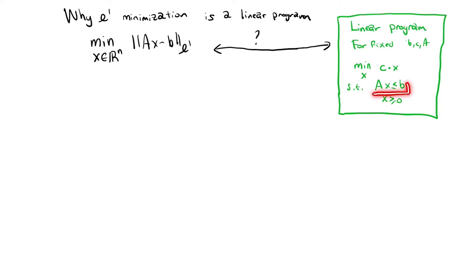The first constraint is that Ax is less than or equal to b for some matrix A, some vector b, and that I have non-negative coefficients in x. So the question is, if I take L1 minimization of Ax minus b over x in R^n, and here A can be in R^(m by n) and b is in R^m.